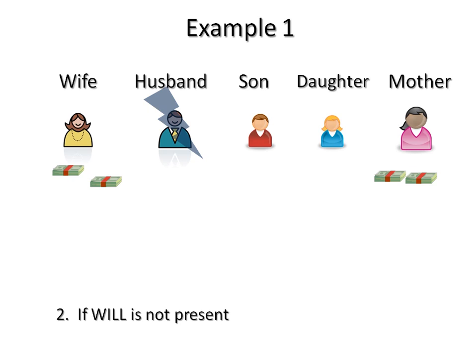In that case, you can see that wife, son, daughter, and mother, all these 4 people belong to class 1. And in that case, all of them are going to have equal rights. So each of them will get 25% share in the property. So it was a very simple example. We'll move to the next one.